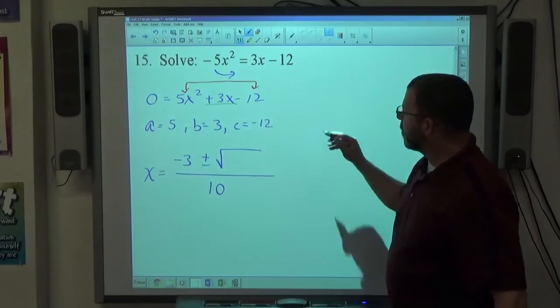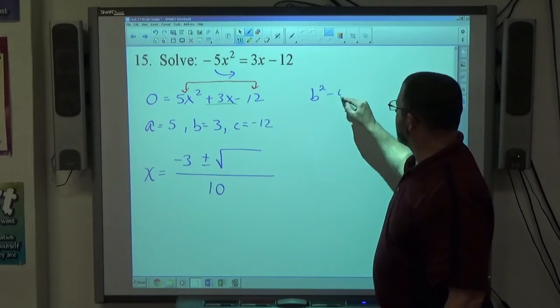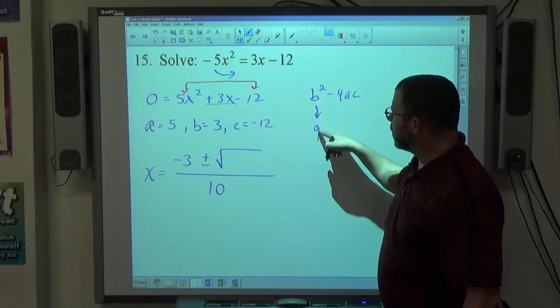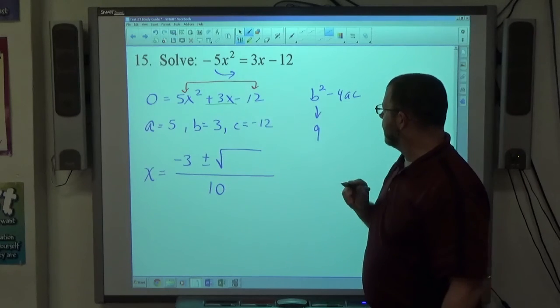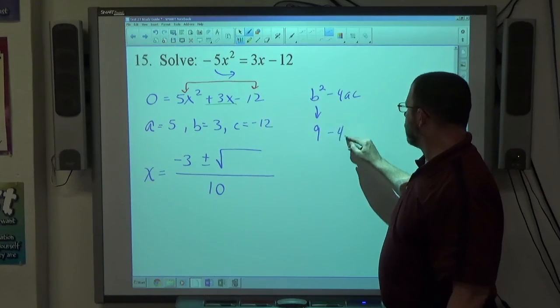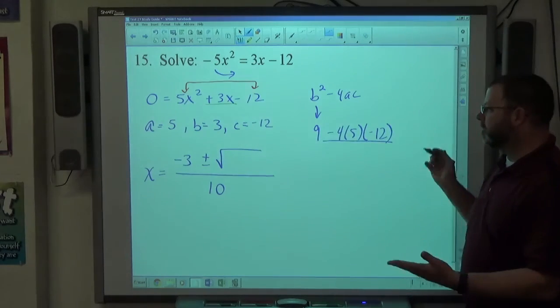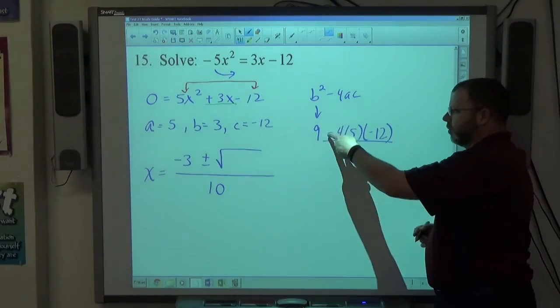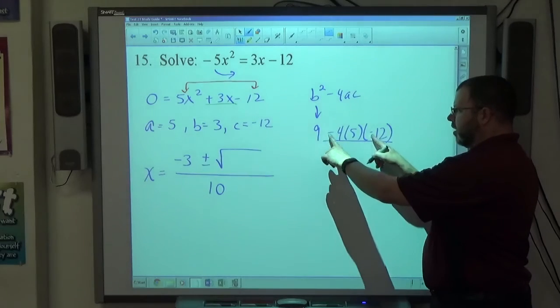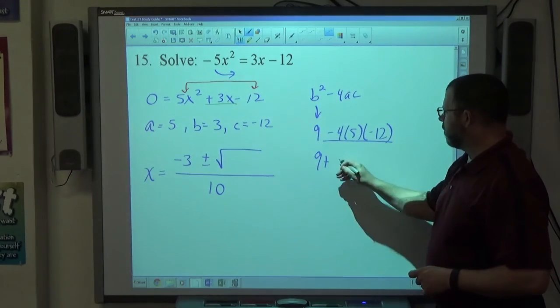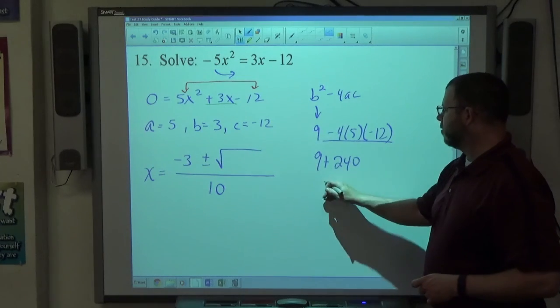The b squared minus 4ac is a little bit trickier, so b squared minus 4ac. B squared is going to be positive 9. B squared is always positive regardless of b's values. Be careful of that. Minus 4 times a, 5 times c, negative 12. This product will be positive or negative based on signs in the product. So there's 3 numbers being multiplied. 2 negatives make a positive. So 4 times 5 is 20 times 12 is 240. Add them up, you get 249.